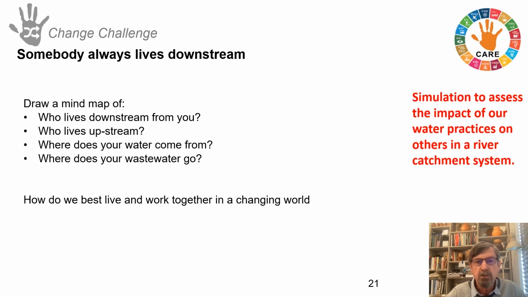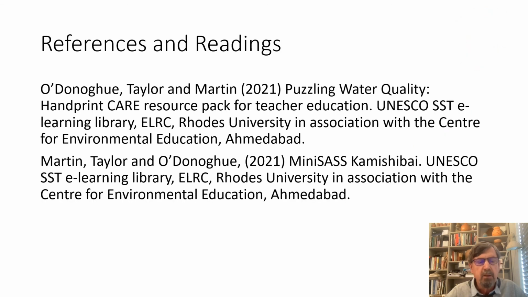We all live downstream, and simulating the impact of our water practices on other river catchment systems, as well as dealing with the data of the assessment of the river in a local area. So in this way, the handprint approach, which was heritage and history-based, was very diverse in the different levels of schooling, in the community setting, and it was more learner-led as a citizen science process. And here are some of the materials that were used in the study.